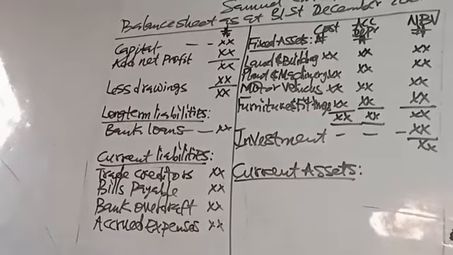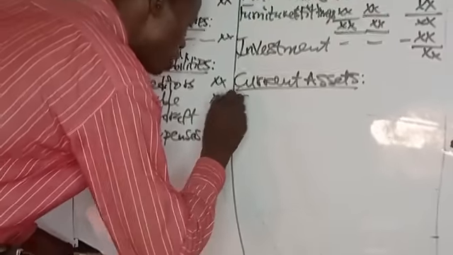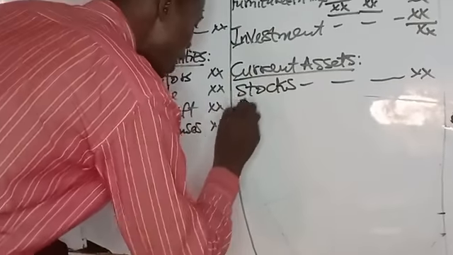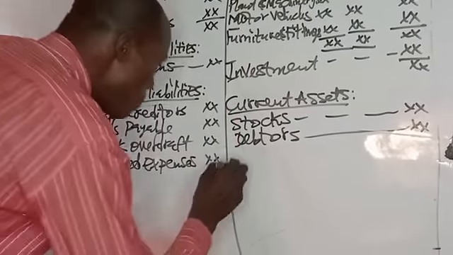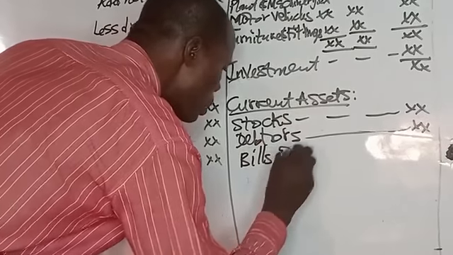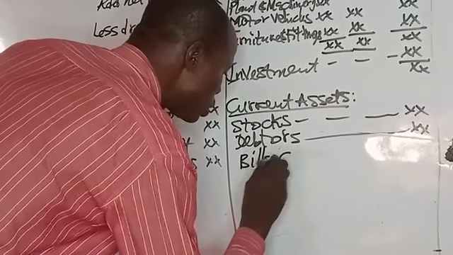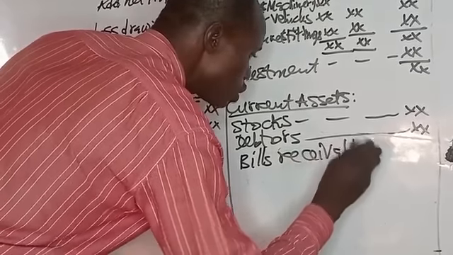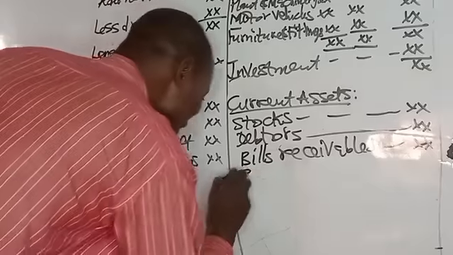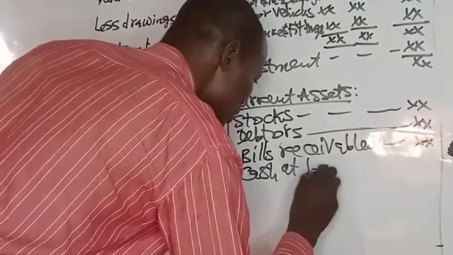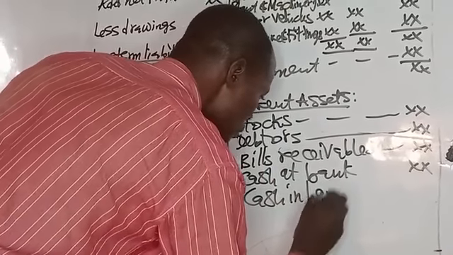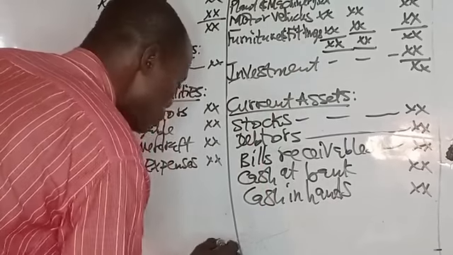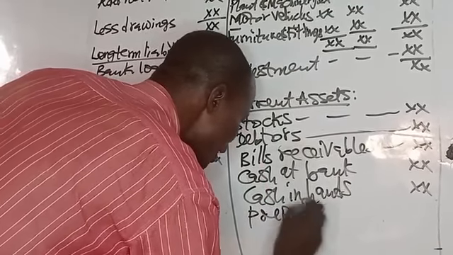Then the current assets include closing stocks, your stocks in trade. Then your debtors, your trade debtors. Then your bills receivables. Then your cash at bank and cash in hand, prepaid expenses.